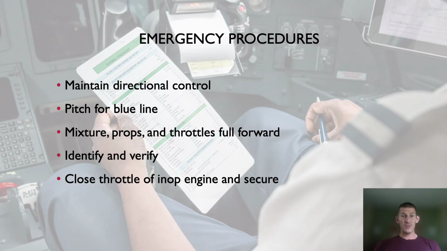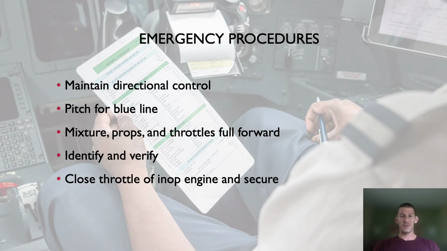Finally, we come to our emergency procedures for the Piper Seminole. If we have an engine fail on us, the first thing we want to do is make sure we're maintaining that directional control, and we want to pitch for our blue line, which in the Seminole is 88. We're going to put our mixture, props, and throttles all full forward, and try to get the most power we can out of whatever engine's operating.